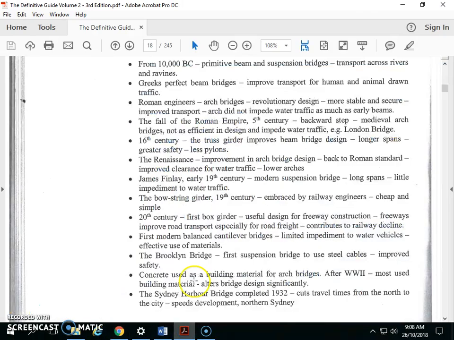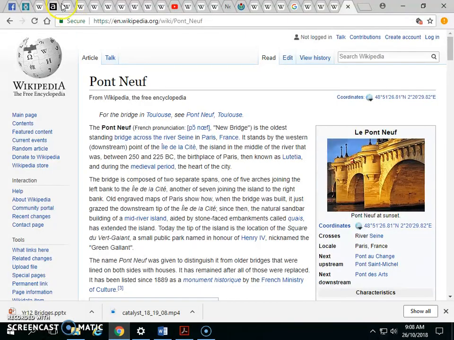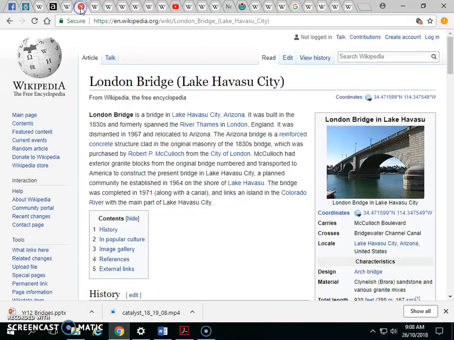Okay, so going back to the Renaissance. Then we have James Finley. He came up with the modern suspension bridge. So we have some old suspension bridges. I will find you some old suspension bridges. I had these open because I want to remind you that London Bridge, the one from the song, got bought and it now is in Arizona.